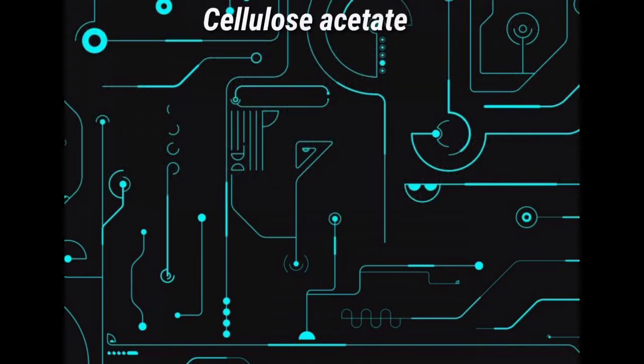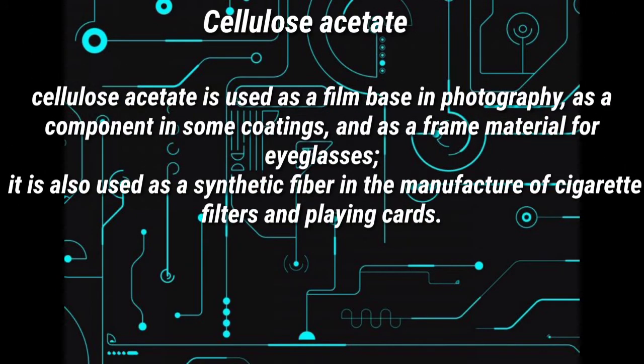What is cellulose acetate? Cellulose acetate is used as the film base in photography, as a compound in some coatings, and as a frame material for eyeglasses. It is also used as synthetic fiber in the manufacture of cigarette filters and playing cards.